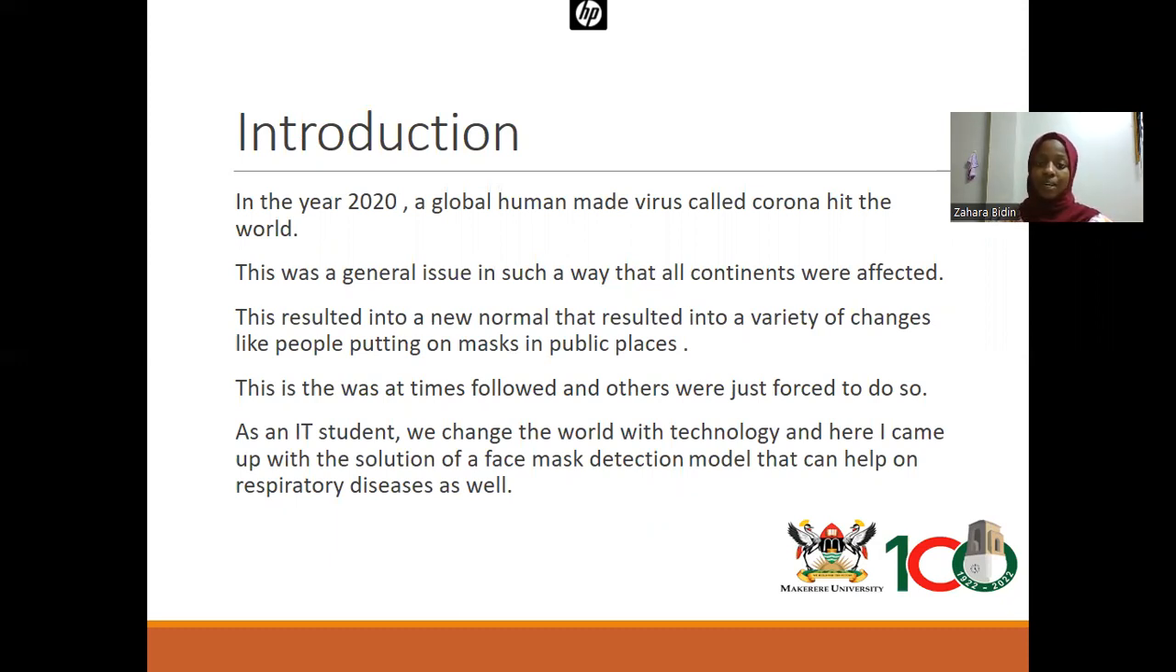This was also followed by other diseases like Ebola and other respiratory diseases that also needed putting on face masks in some countries, especially in Africa, particularly Uganda, because it's a current ongoing situation. And as an IT student, as we use IT to change the world, here I come up with a solution of a face mask detection model that can help prevent the spread of other respiratory diseases as well.